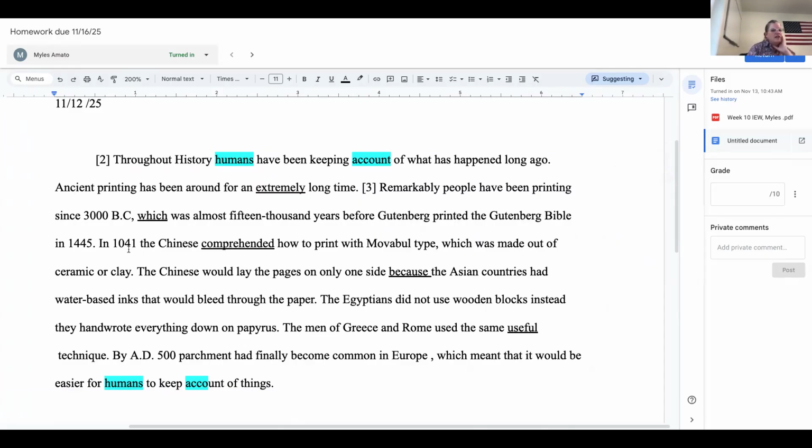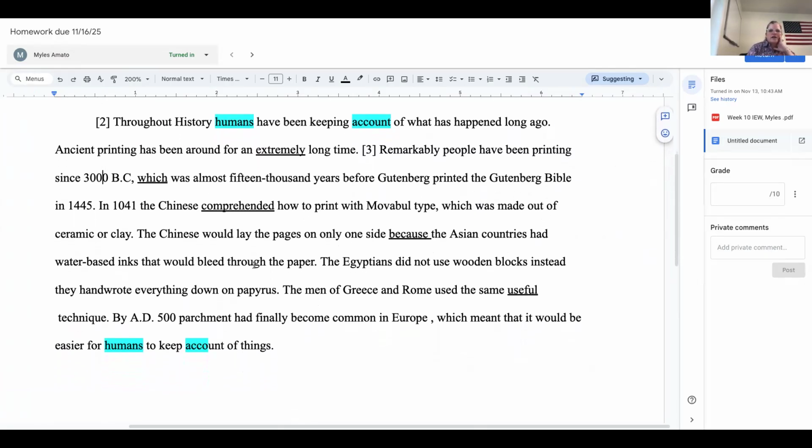In 1041, the Chinese comprehended how to print the movable type, which was made out of ceramic or clay. The Chinese would lay the pages on only one side because the Asian countries had water-based inks that would bleed through the paper. The Egyptians did not use wooden blocks. Instead, they handwrote everything down on papyrus. The men of Greece and Rome used the same useful technique. By AD 500, parchment had finally become common in Europe, which meant that it would be easier for humans to keep account of things.